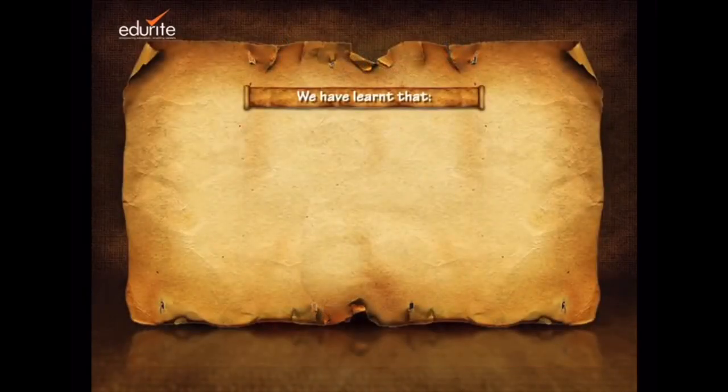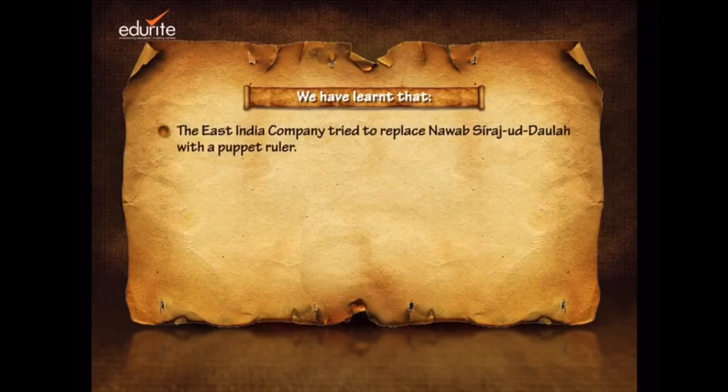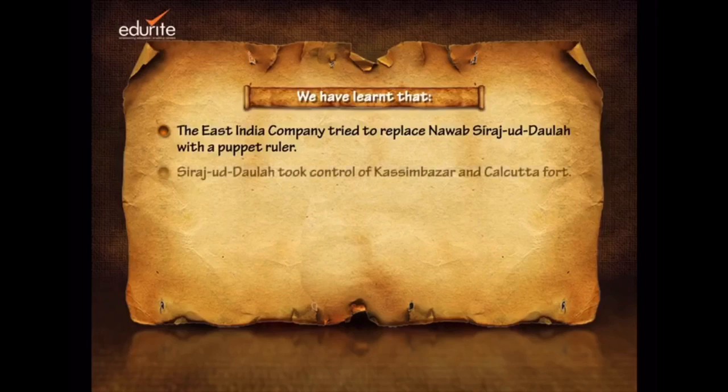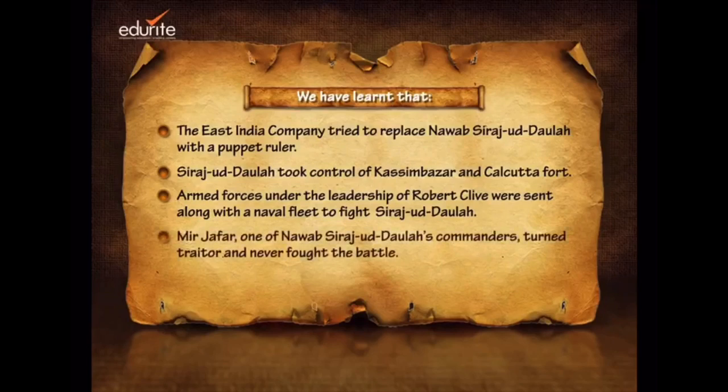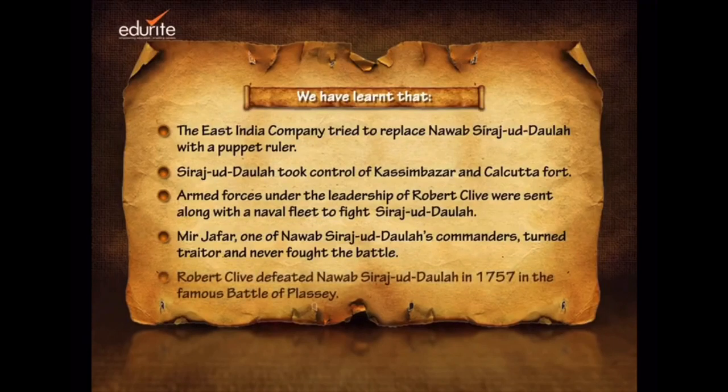We have learnt that the East India Company tried to replace Nawab Siraj ud-Daulah with a puppet ruler. Siraj ud-Daulah took control of Qasim Bazar and Calcutta Fort. Armed forces under the leadership of Robert Clive were sent along with a naval fleet to fight Siraj ud-Daulah. Mir Jafar, one of his commanders, turned traitor and never fought the battle. Robert Clive defeated Nawab Siraj ud-Daulah in 1757 in the famous Battle of Plassey.